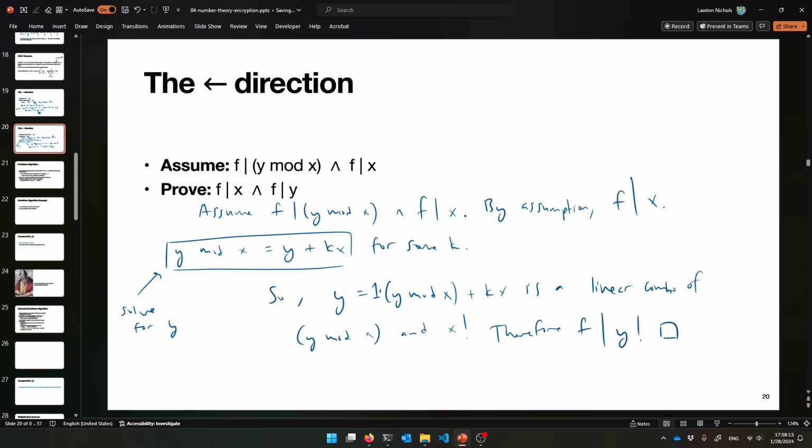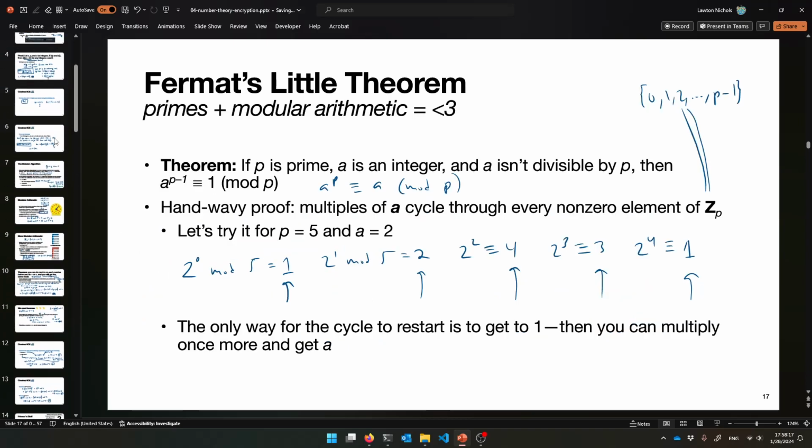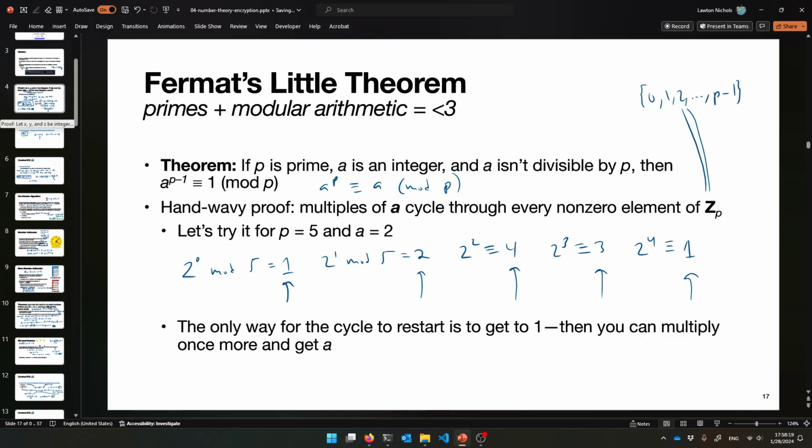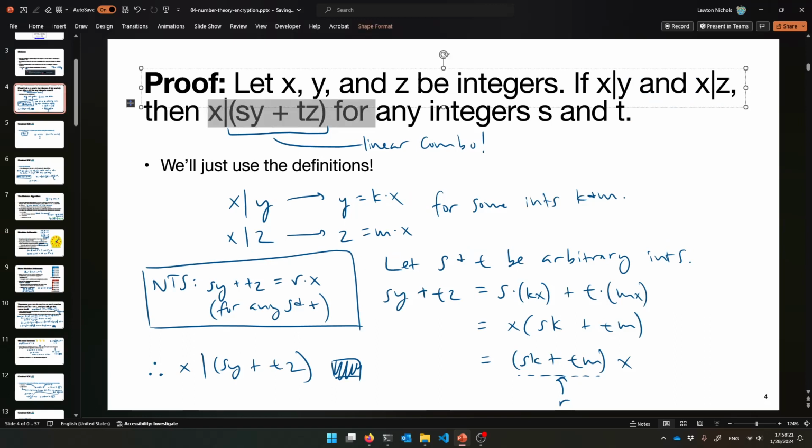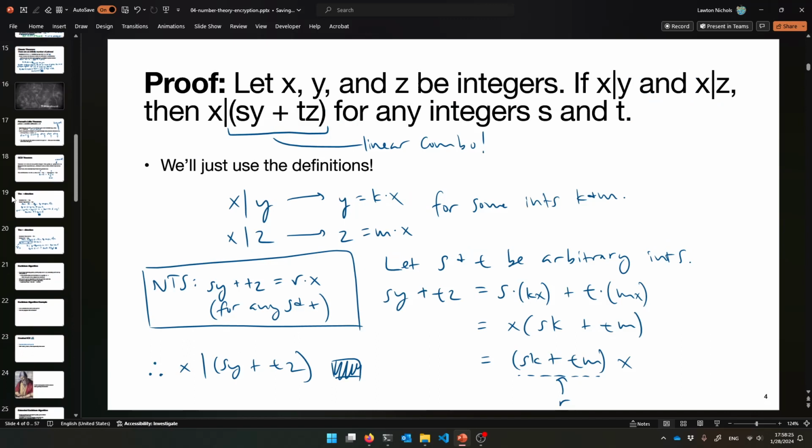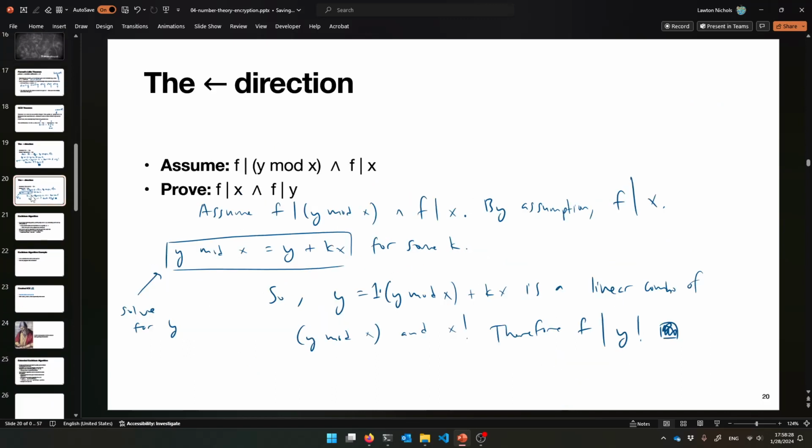Yay. By that theorem, right? By that theorem that we proved last time. See how they're all just building up on top of each other? That's so cool. So that gave us this idea, all right? That's proving some important facts for us here. Therefore, f divides y. Cool.